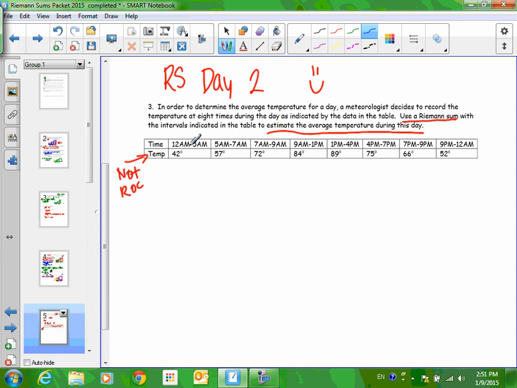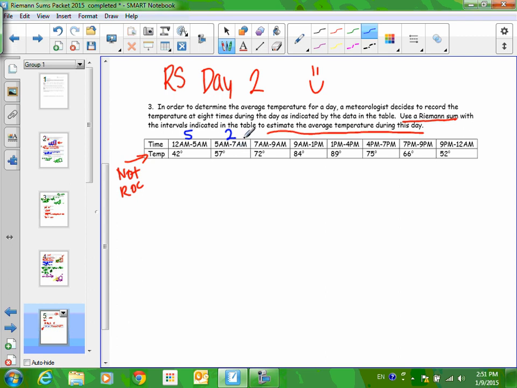First of all, look at your time. We're not given that at 12 a.m. the temperature was this, and at 5 a.m. the temperature was this. We're already given an interval of time. So this is 5 hours right here. Typically, we're given the temperature at 12 and the temperature at 5, or they go ahead and write 5. Either way, that's different. Is each interval the same? No. This one's only 2 hours.